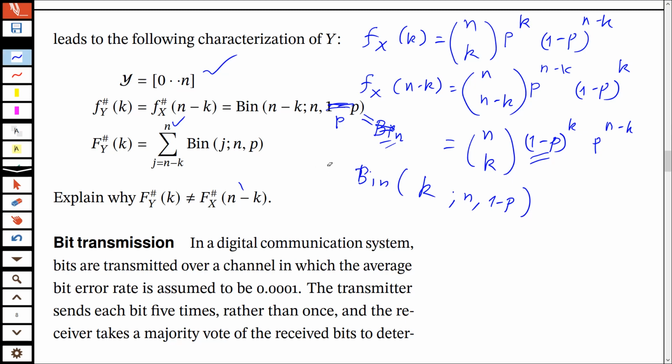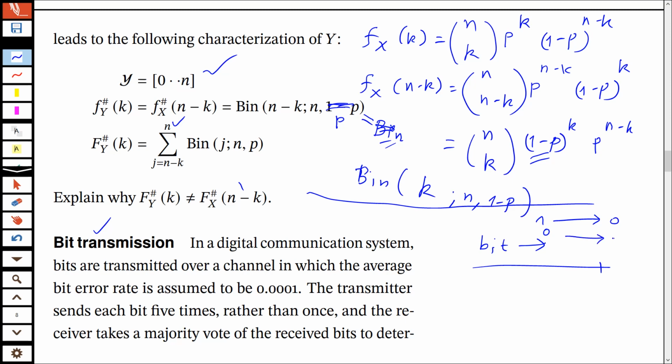Let's apply the result of this distribution to bit transmission. It's an interesting problem. Let's say I have a channel and I'm sending bits, and the received bit could be corrupted, which means that a 1 could be received as a 0 in case it gets corrupted, and a 0 could be received as 1. So the probability of this error, a 1 converting to a 0 and a 0 converting to a 1 after reception, let's say that probability of error is 0.0001.